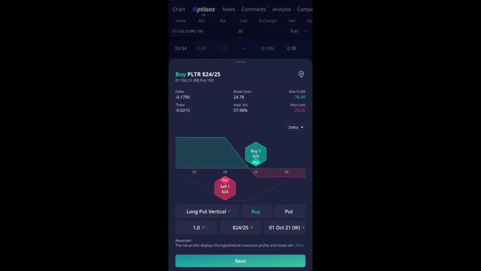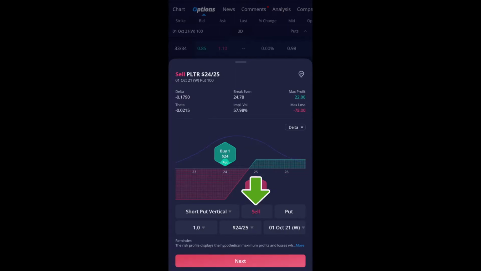And then now it brings up this chart right over here. So notice that it's a long put vertical. I'm going to have to do a sell. So if I'm thinking that the price is going to go up, so sell. So now I'm going to get a credit. So the max profit is now $22 and the max loss is $78. Now you might be thinking, wow, max loss is $78 and my max profit is $22. But if you're thinking the price is going to go up, you're already getting the money to begin with. If the price is going to go up, you're going to get that money.